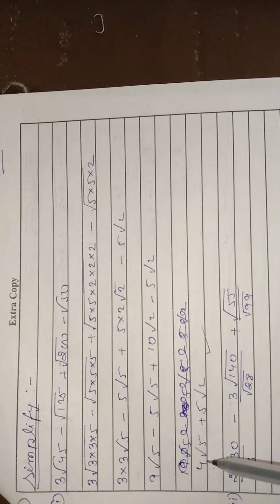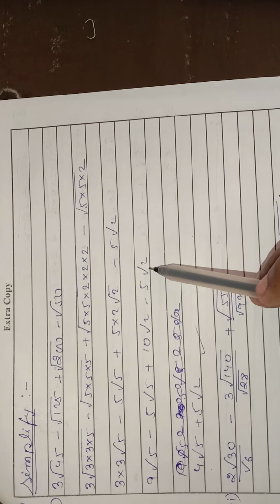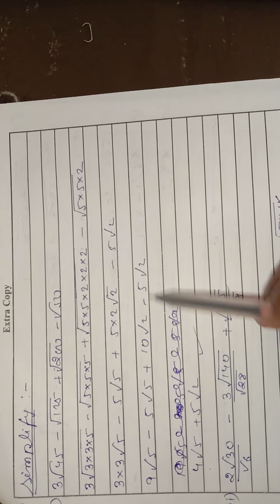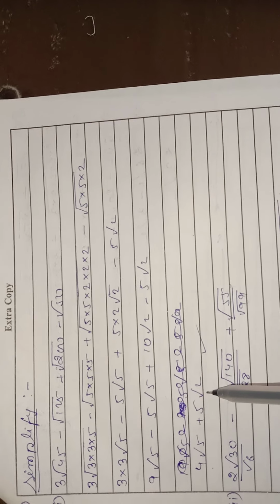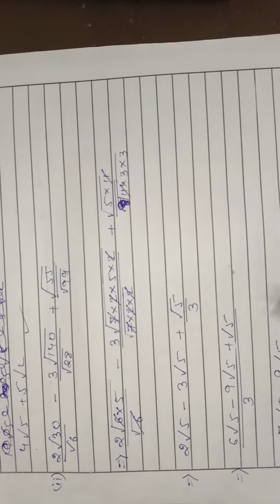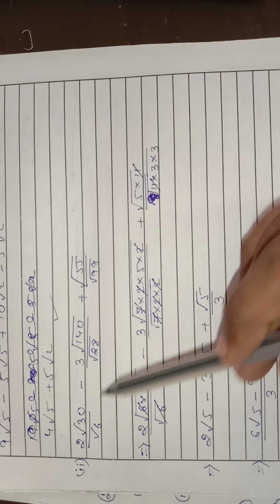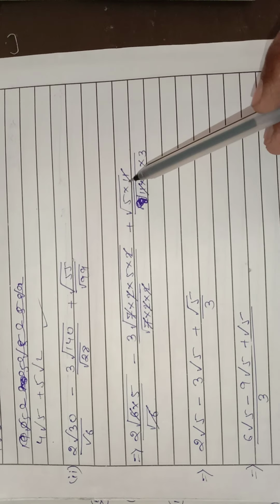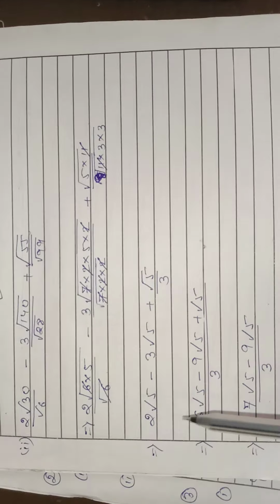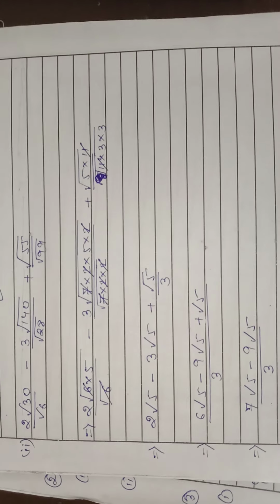9 minus 5, that is 4. Root 2, same category, 10 minus 5, that is 5 root 2. Here also we can see it is under root, so whatever numbers can be cut, we can easily cancel. At last we got this answer.